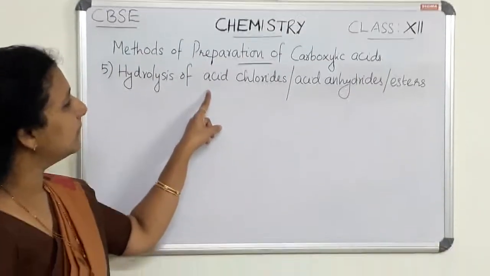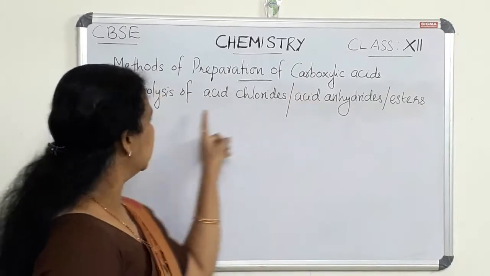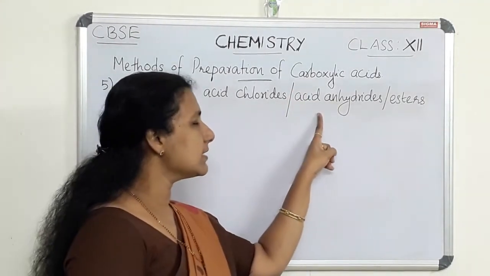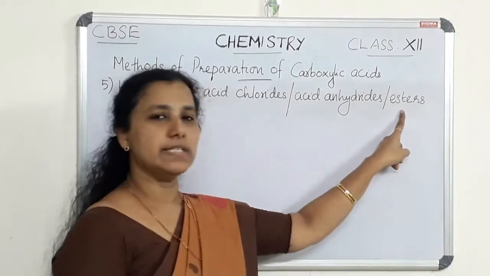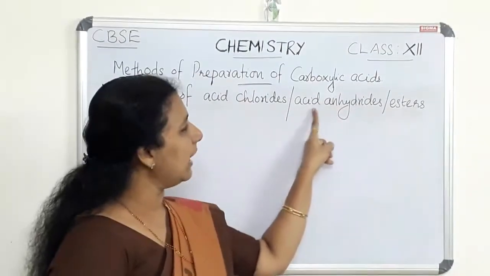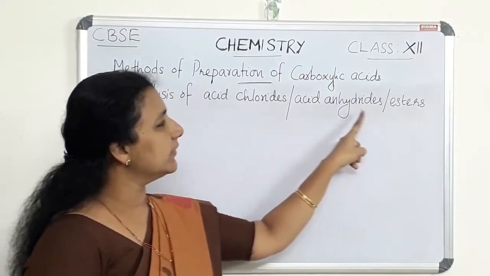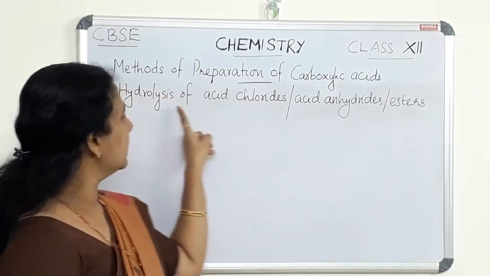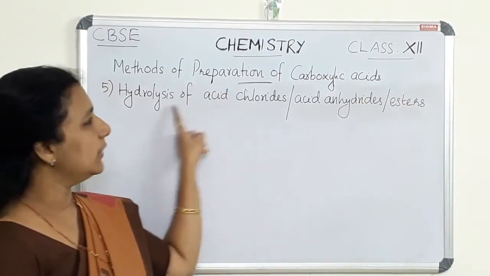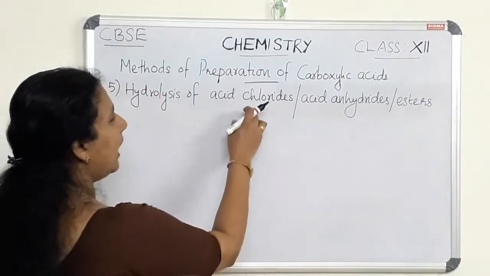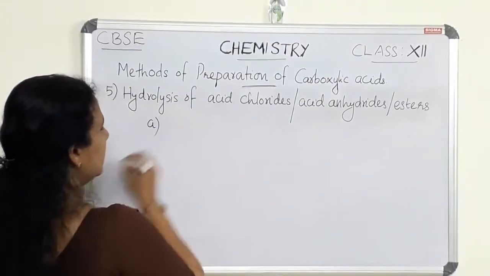Next method of preparation of carboxylic acid is hydrolysis of acid chlorides or acid anhydrides or esters. So these are all acid derivatives. So any of these acid derivatives can be taken, that is upon hydrolysis gives carboxylic acid as the main product. Let us take acid chloride first.